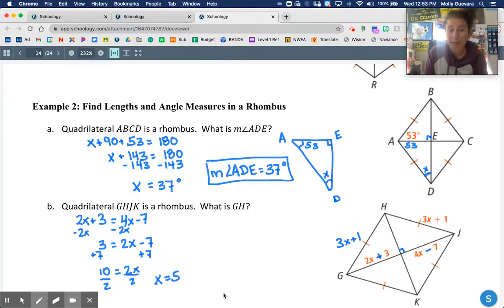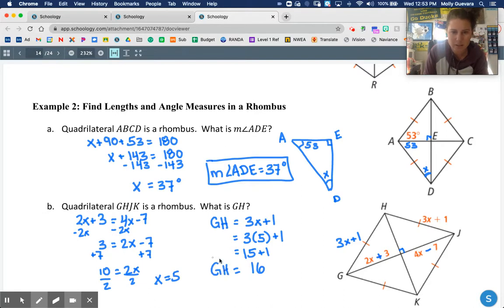We solved for x, but that's not what it's asking me to find. It wants the length of GH. Well, GH is 3x plus 1. So now I'm just going to plug in my value of x. So I have 3 times 5 plus 1, which is 15 plus 1, which is 16. So GH is equal to 16 units.